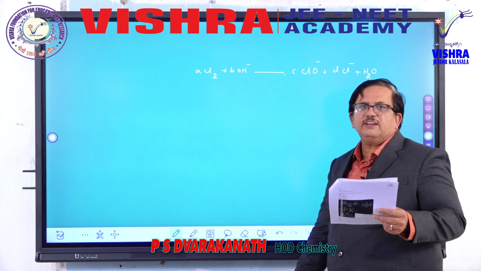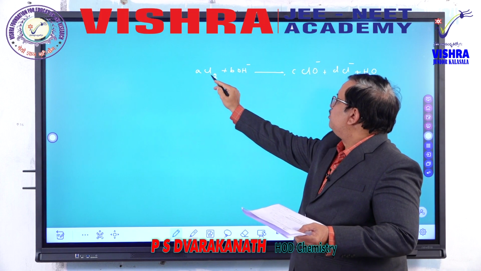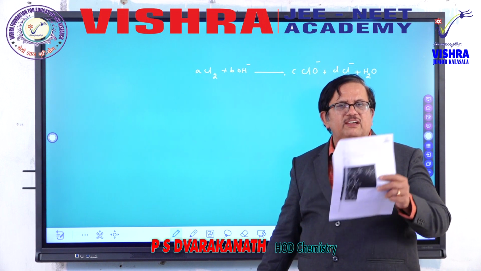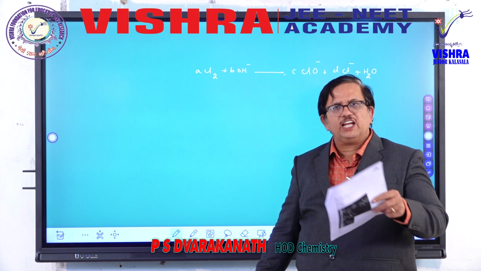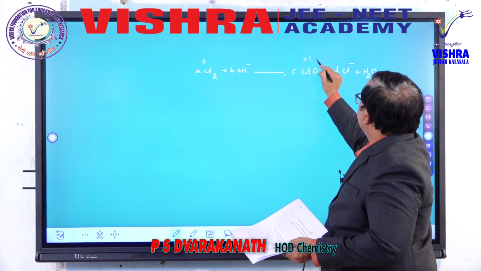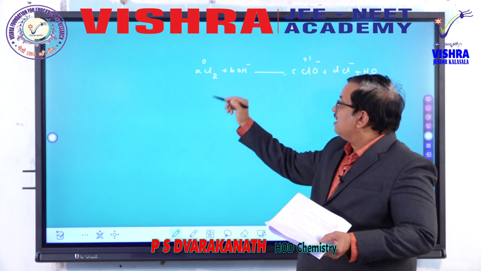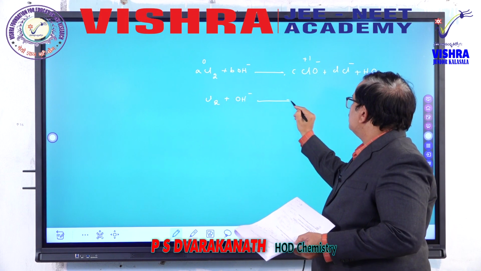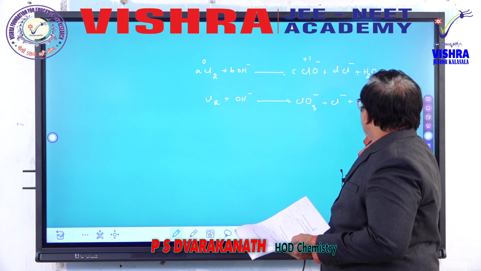This is a disproportionation reaction. Chlorine, or any halogen, undergoes disproportionation in the presence of alkaline medium in cold as well as hot conditions. In cold dilute conditions, it increases its oxidation state as well as decreases its oxidation state, whereas in hot concentrated solution, the chlorine disproportionates to give ClO3 minus and Cl minus plus H2O.